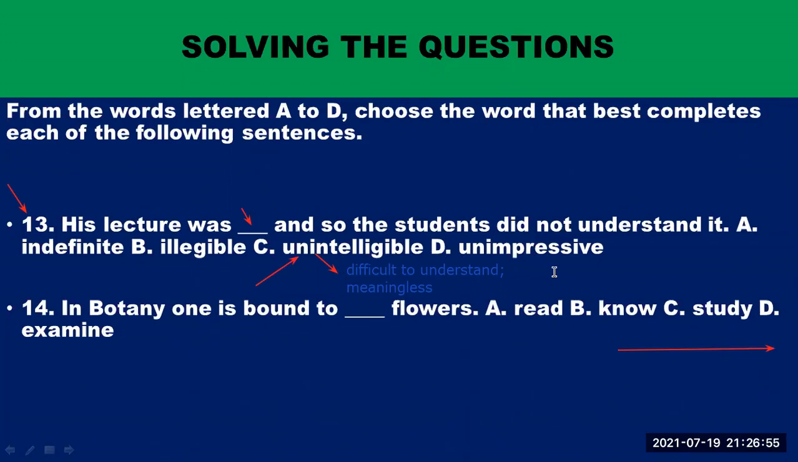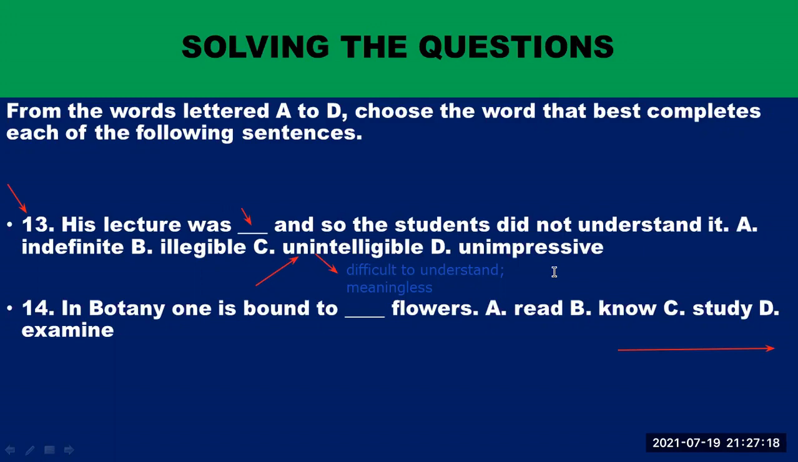The remaining option D is unimpressive. Now, a lecture may be unimpressive, yet the students could at least grasp something, could understand something. But here, the student didn't understand the lecture at all, so it is unintelligible.